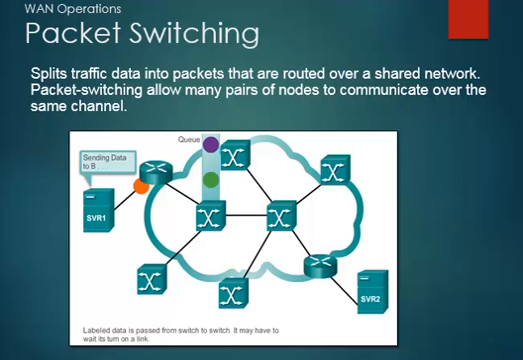Connectionless systems, an example of which is the internet, and connection-oriented systems, an example of which is frame relay. Because the internal links between the switches are shared between many users, the cost of packet switching is lower than circuit switching.